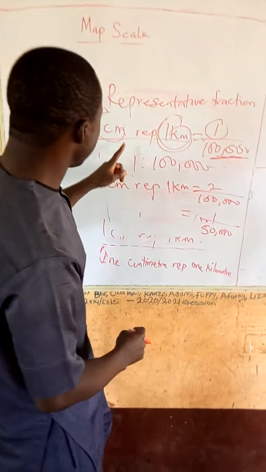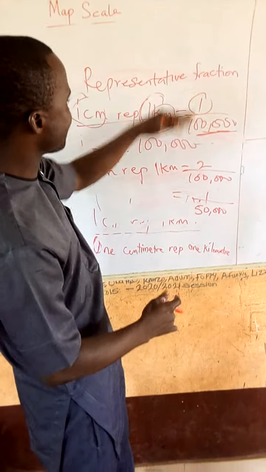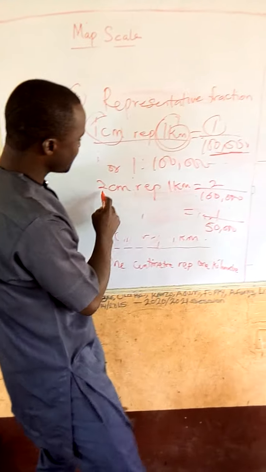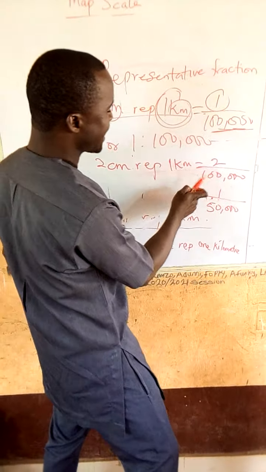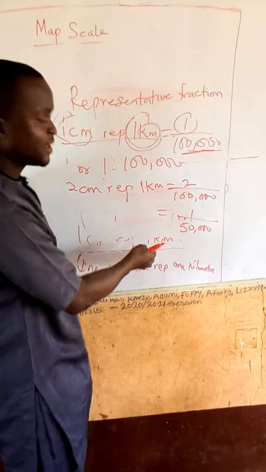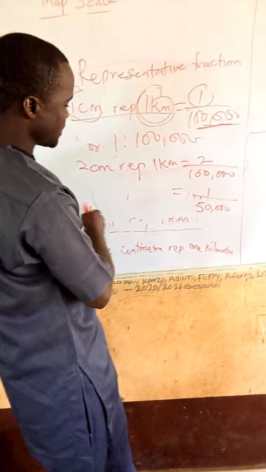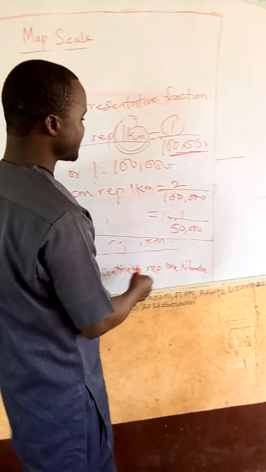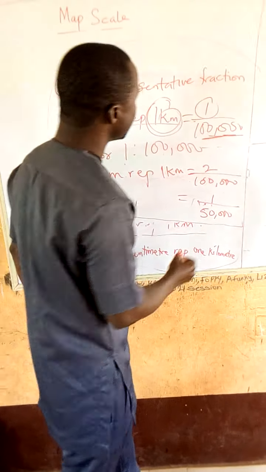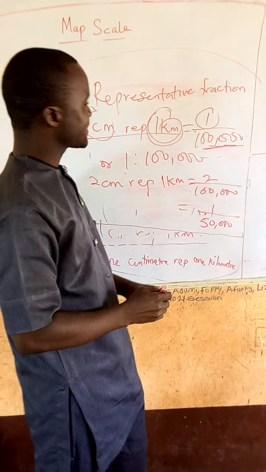Which means if you have this as a scale on a topographical map, it means 1 ratio 100,000, or 1 over 100,000. If you have 2 centimeters represents 1 kilometer, it means 2 over 100,000, which is 1 ratio 50,000. It means 1 over 50,000. This is what we mean by representative fraction. And these are what comprise our number one question. And the third one is linear scale.